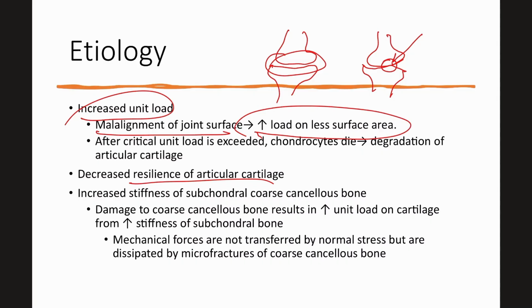Decreased resilience of that cartilage, so it's not going to be as resilient. It's going to crack easier because of this increased load on that surface area. Increased stiffness of subchondral coarse cancellous bone. The cancellous bone is on the inside. Damage to the coarse cancellous bone results in increased unit load, again putting more load on certain bone surfaces than there should be.